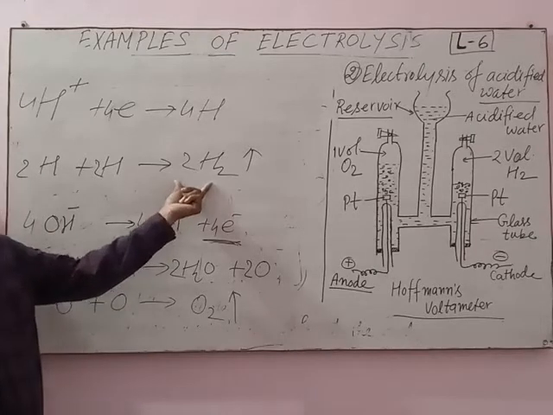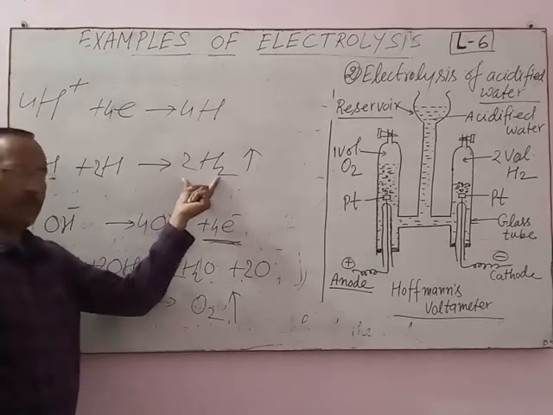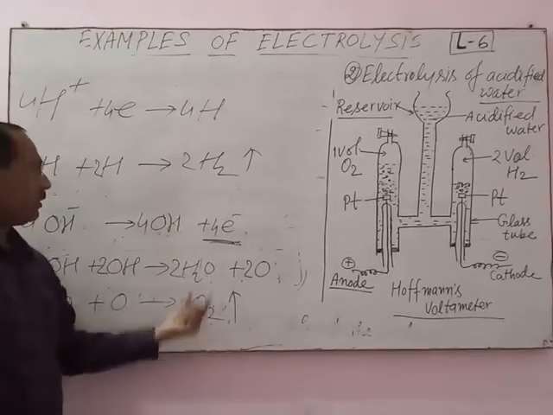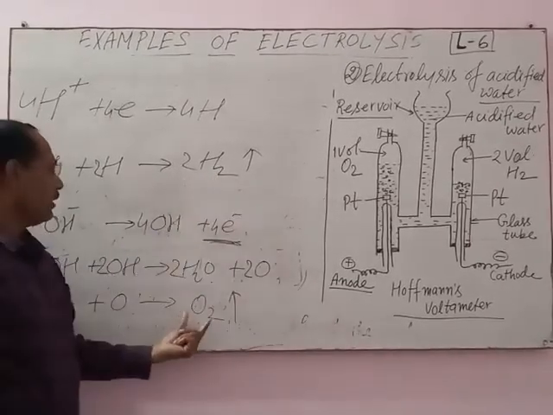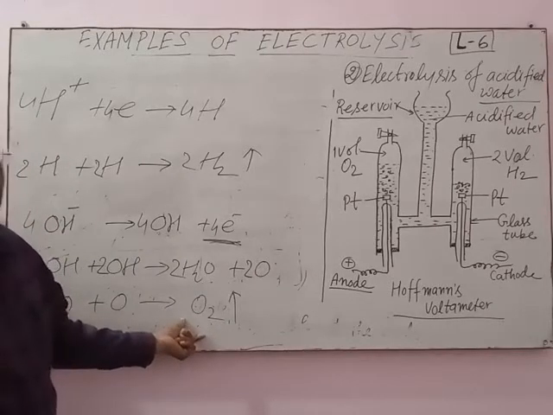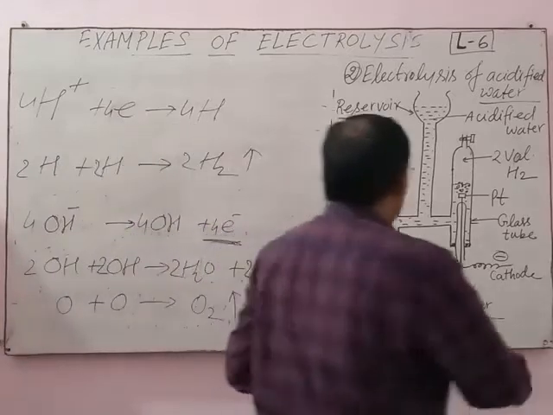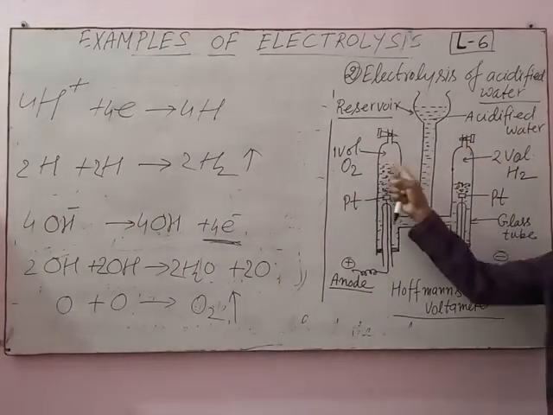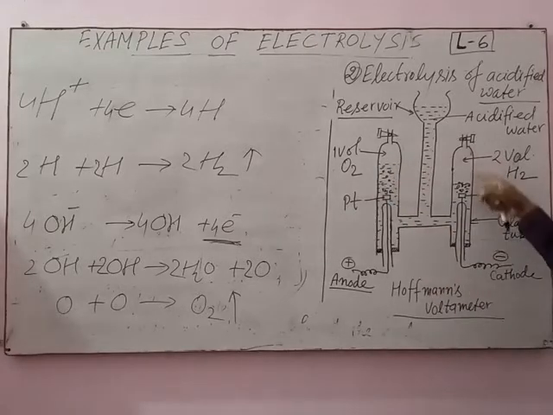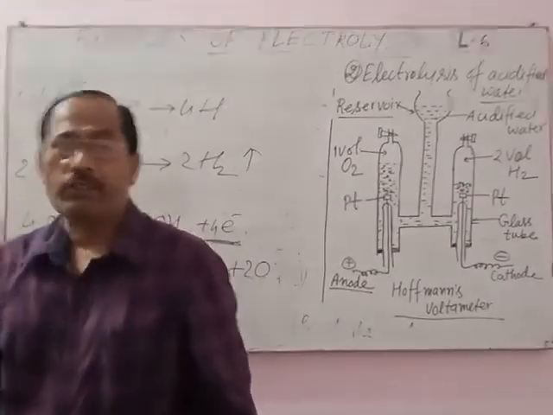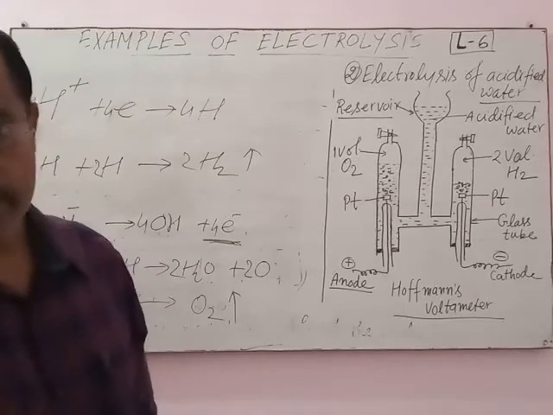You see here, two volumes of hydrogen and only one volume of oxygen are produced during the electrolysis, which is clearly shown in the figure. This is the one volume of oxygen and this is two volumes of hydrogen. So this is all about the electrolysis of acidified water.